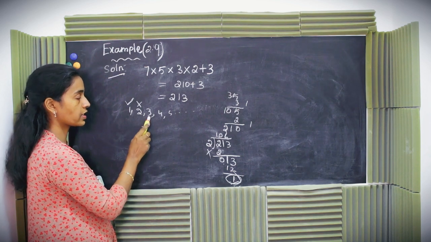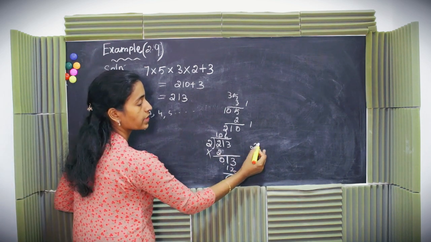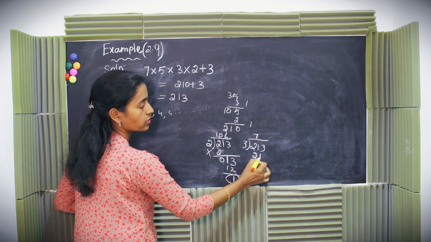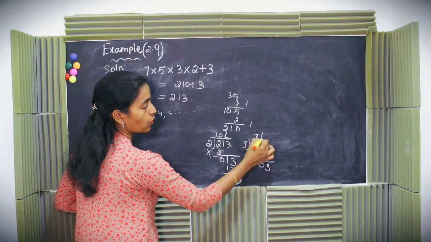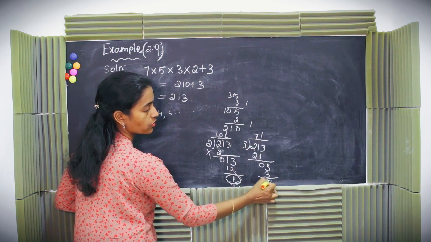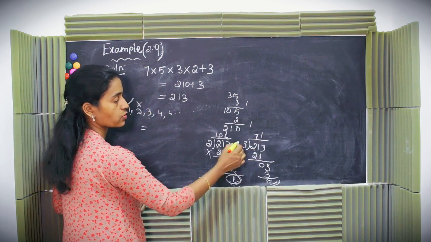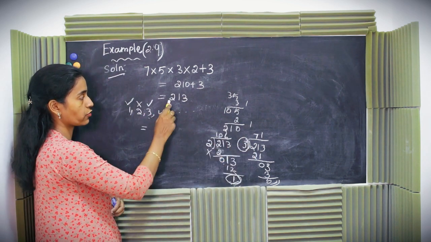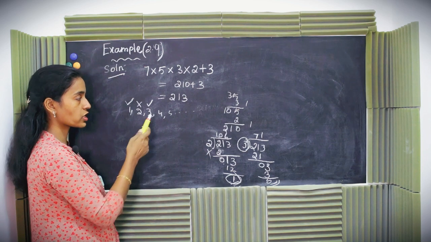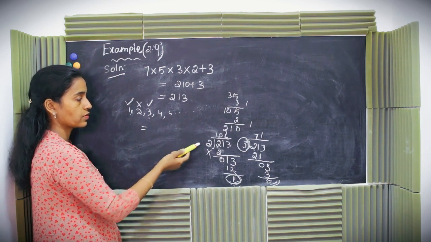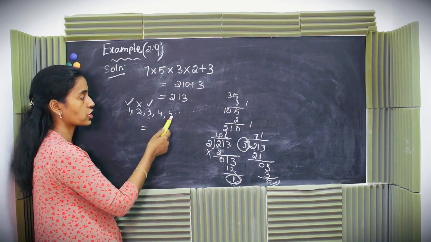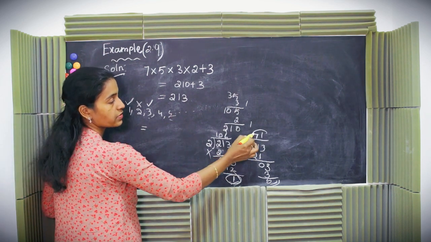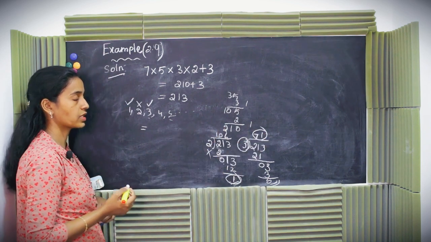And now we are checking 3. 213 by 3. 7 3s are 21. 1 3 is 3. Remainder is 0. So 3 would be a factor of 213. And if you are checking with 4, we'll be getting some remainder. And if you are checking with 5, we'll be getting some remainder. So I'm taking 71. Now, why?